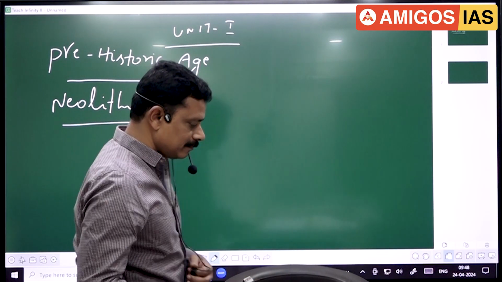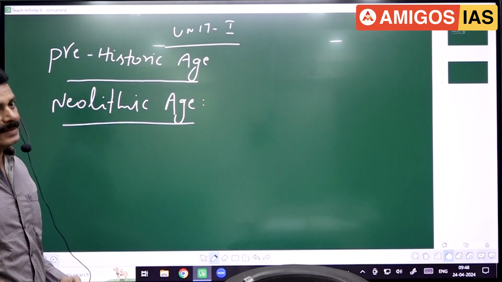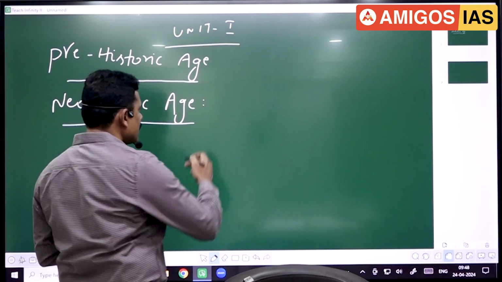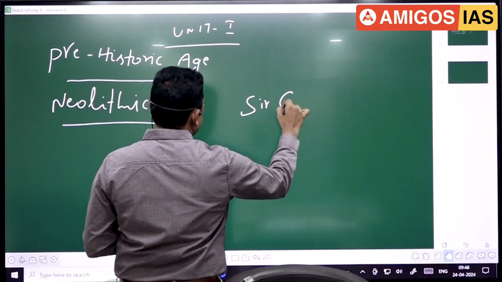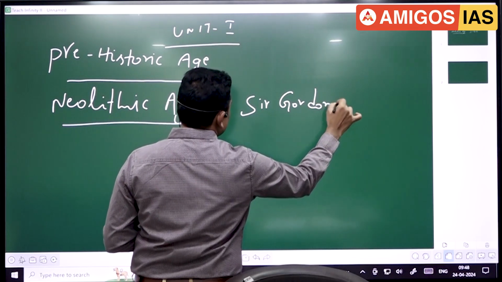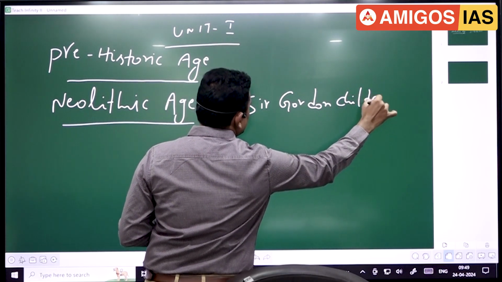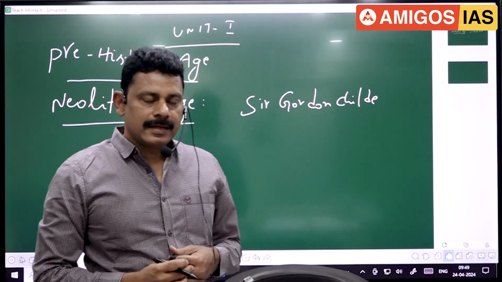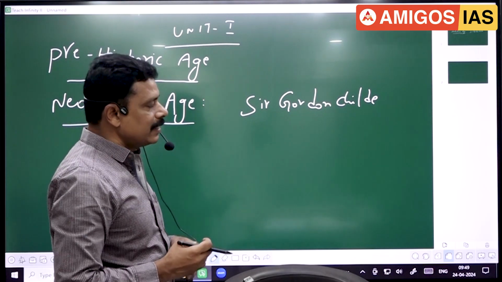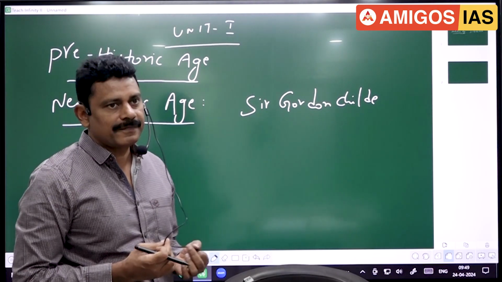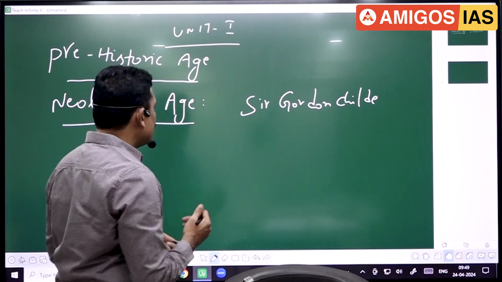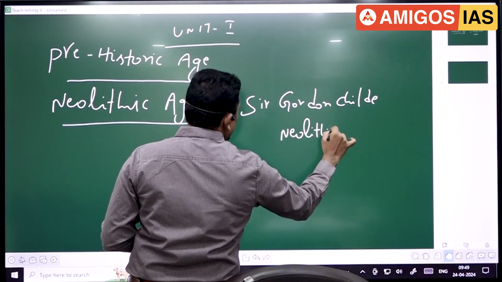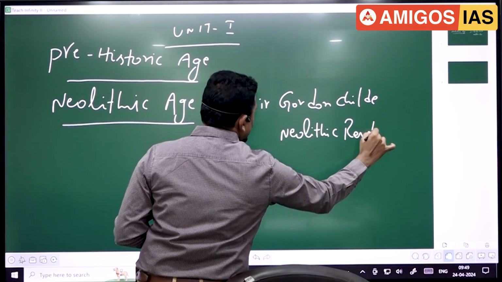Keeping in mind all these three major developments in the life of the humans here in the Neolithic period, Sir Gordon Childe, he was a very famous archaeologist. So this gentleman, Sir Gordon Childe, has termed the development of these three things in the life of the humans of the Neolithic period as the Neolithic Revolution.